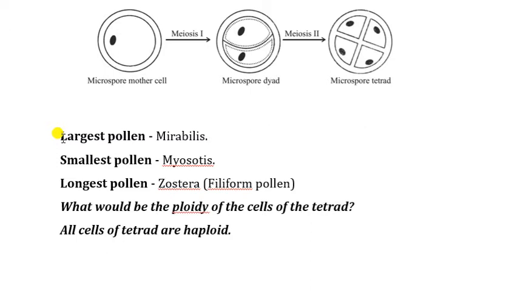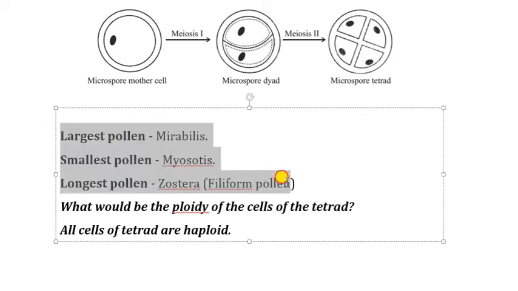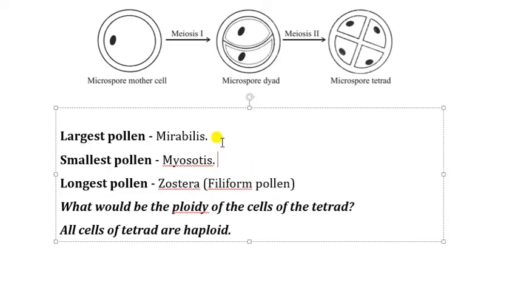Now, dear students, these are the points which are mainly used from the examination point of view. The largest pollen is of the Mirabilis plant. The smallest pollen is of Myosotis, and the longest pollen is of Zostera, also known as filiform pollen.